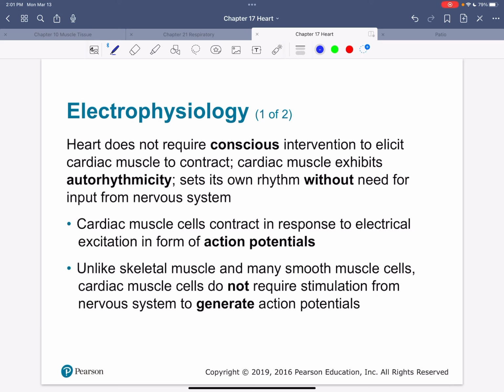In this video, we're going to talk about the electrophysiology of the heart muscle. Now, the heart does not require conscious intervention to get it to contract. We don't sit there and think, now, heart, please contract. And we can't really do that. We can't control it directly.